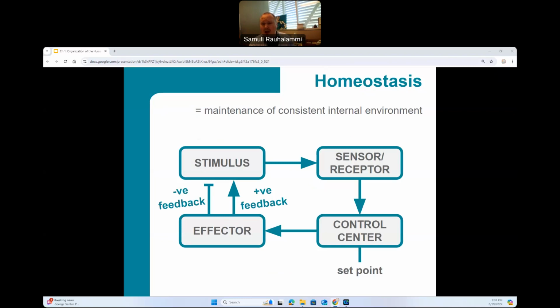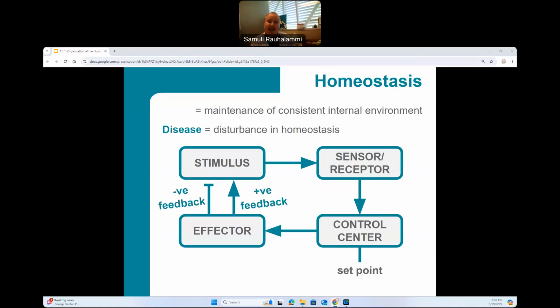I also wanted to mention the difference between afferent and efferent pathways. So if we're looking at that stimulus and sensor or receptor passing the message to the control center, that would be an example of an afferent pathway. So information coming in to the control center, whereas efferent pathway would be when messages leave from control center to the effectors. So we're moving away from there to make a change. That would be efferent pathway.